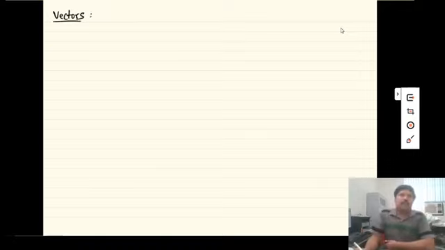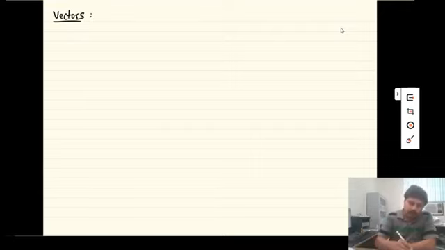So vectors are something that are really very important for us, and especially it has a lot of applications in artificial intelligence and machine learning. So we'll start by defining a vector. A vector is an ordered finite set of numbers.